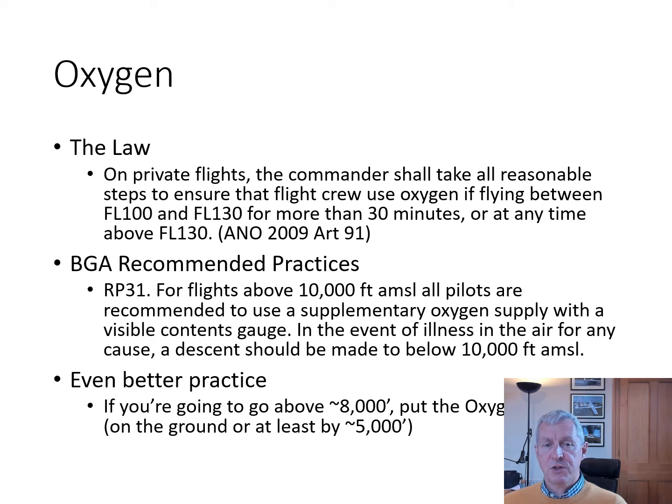And then as far as oxygen is concerned, the law says that if we're flying between flight level 100 and flight level 130 for more than 30 minutes, we should use oxygen, or any time we're above flight level 130. The BGA recommend for flights above 10,000 feet, we should use a supplementary oxygen supply. And if we get ill or feel ill in any way, we should make a descent. But actually, if you're going to go above about 8,000 feet, put the oxygen on much earlier, either on the ground or by 5,000 feet. There's a lot of evidence that that does some good.